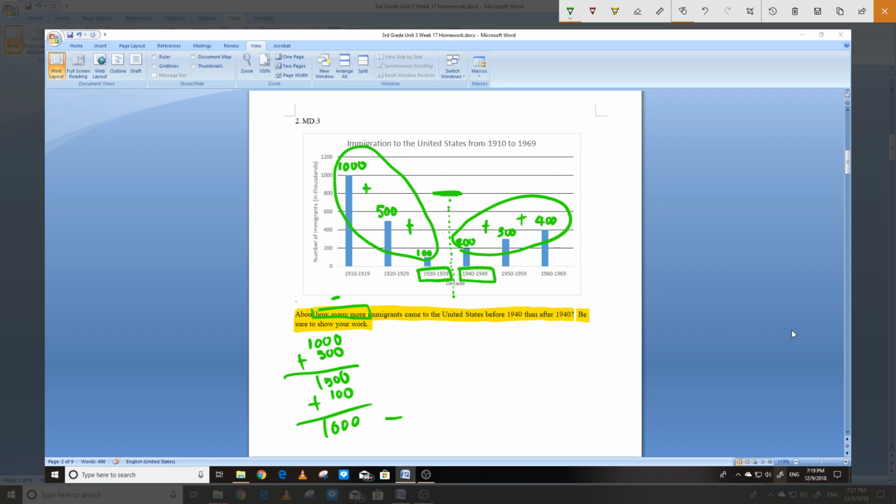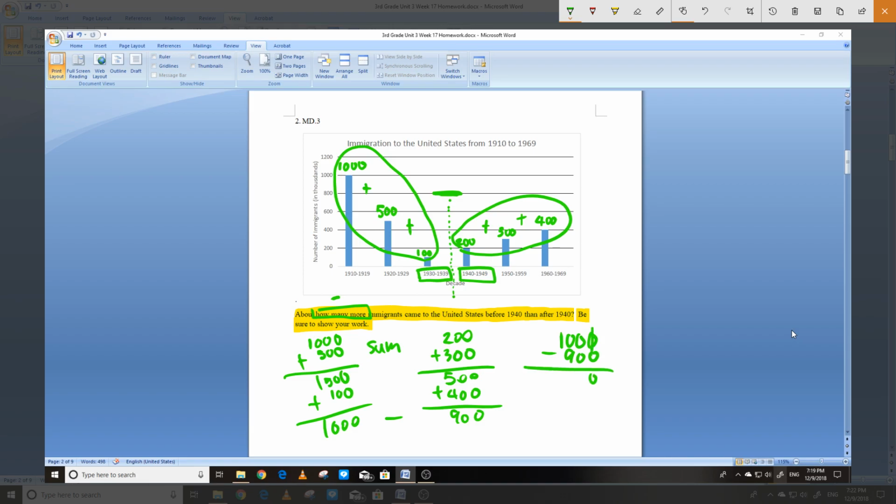And what do we have on the right? We have 200 plus 300, which is 500. Add another 400, which is 900. So the sum on the left is 1,600. The sum on the right is 900. We're doing 1,600 minus 900.